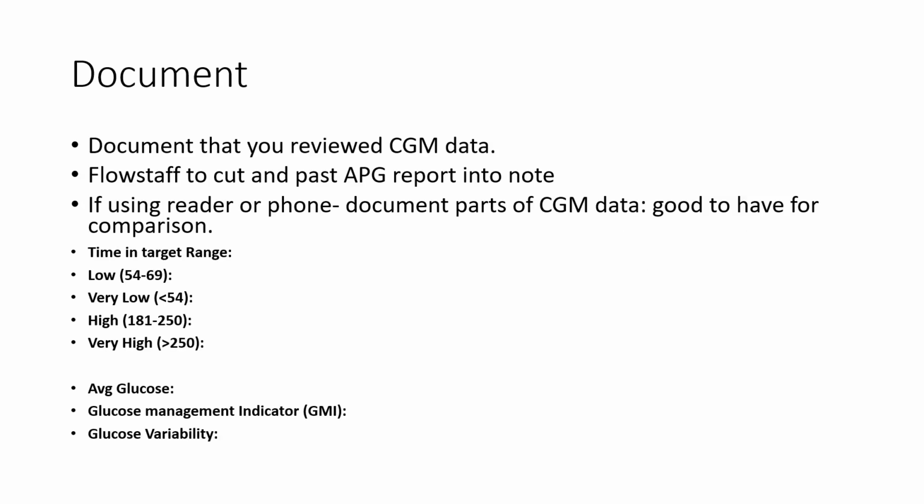If you're documenting, the CGM data interpretation is really done because the flow staff puts the AGP report in your note. But if you don't have the report and you're just pulling things off the phone, or you're pulling specific things off the report itself that you want to review, it's good to put in time in range, lows and highs, and then the average glucose, the GMI, and the variability numbers are good comparison points.